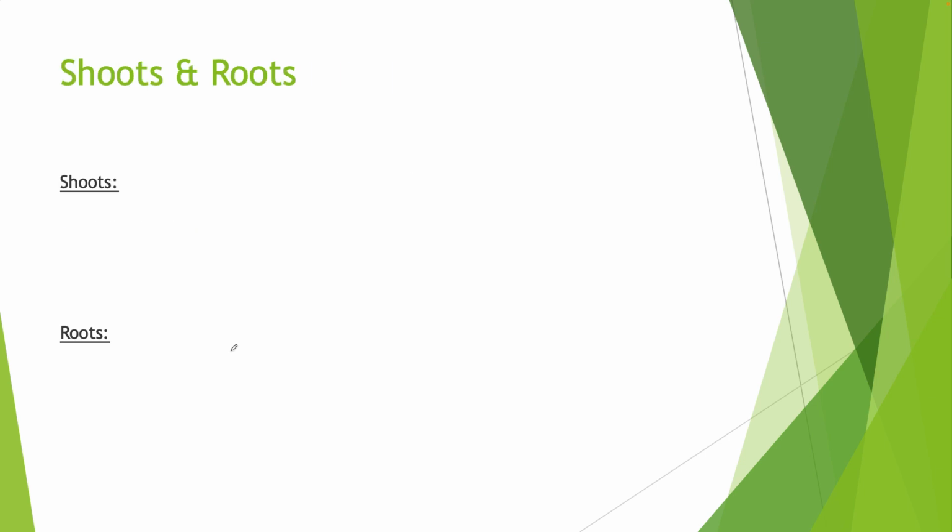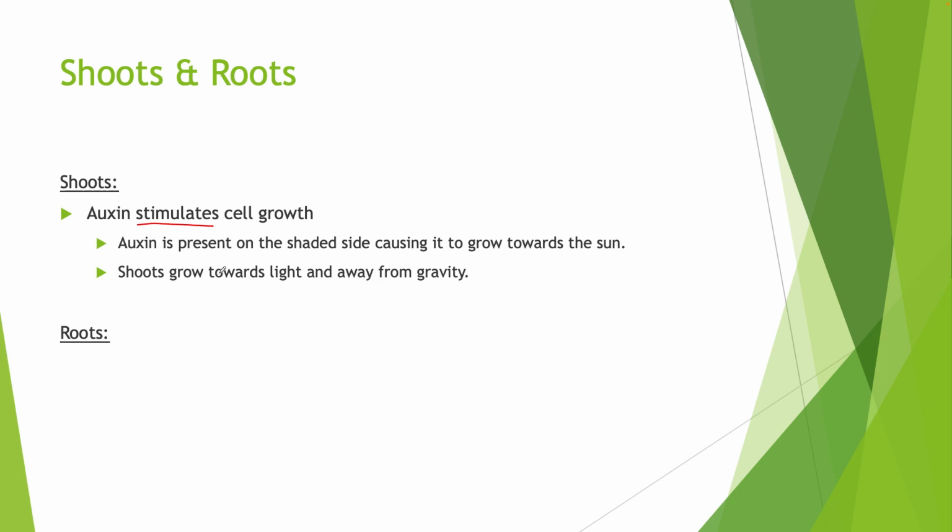Now, in shoots and roots, this is the key part, and you could be given an apply question in the exam, 4-marker on shoots and roots. So first of all, auxin is present in shoots and it stimulates cell growth. Okay, so it stimulates cell growth. So auxin is present on the shaded side, which causes it to grow towards the sun.